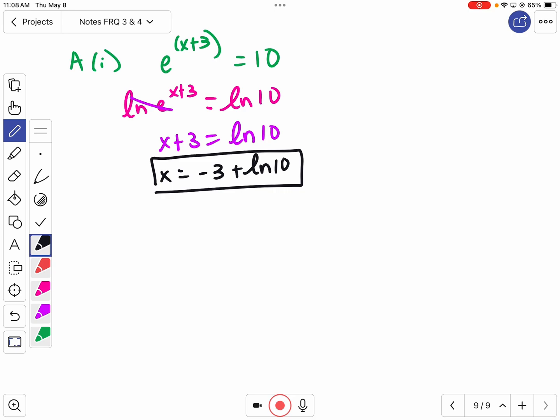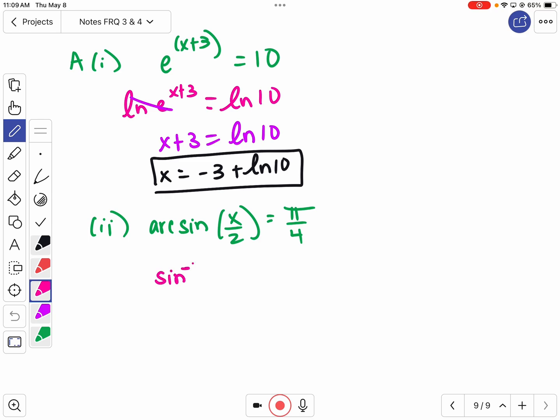All right, part 2 of A says that we want to take that trig function, arc sine of x over 2, and solve it for pi over 4. Arc sine is the same thing as inverse sine of x over 2. How can I undo an inverse sine? We could just take the sine. Sine will undo an inverse sine.